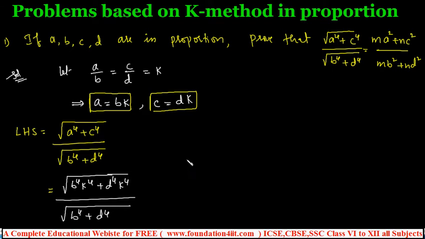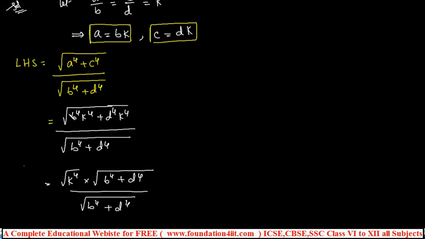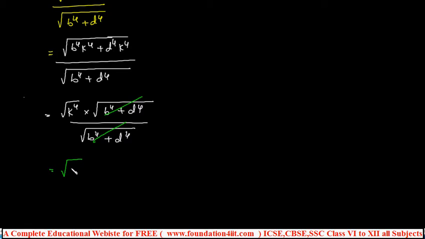Let us take the common from the numerator. So square root of k to the power 4 we can take common. So k to the power 4 if we take common, for that square root, into the remaining also you can apply the square root. So that is b to the power 4 plus d to the power 4 divided by the square root of b to the power 4 plus d to the power 4. Here both get cancelled. Square root of k to the power 4, that we can write as k square whole square, square and root cancel, k square. Let this be equation 1. We got k square.